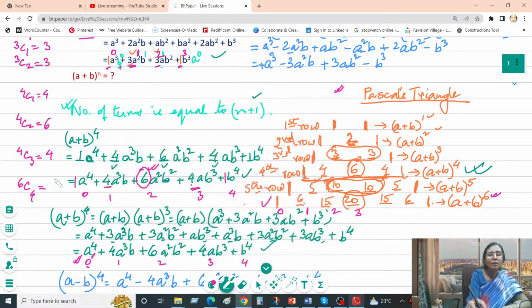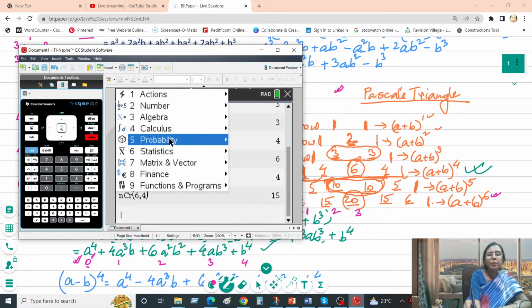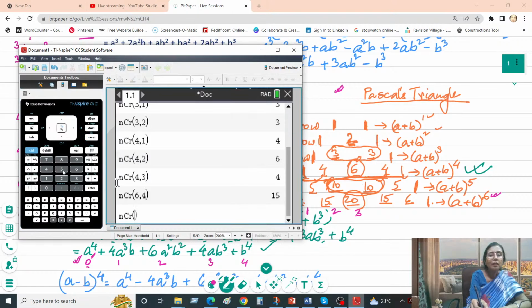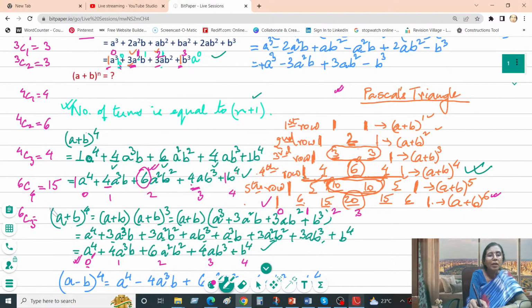What is 6C3? This should be 20. Menu, probability, combination 6, 3. See, it is 20. So this way you can get the coefficients of the binomial expansion terms and you can avoid using Pascal's triangle.